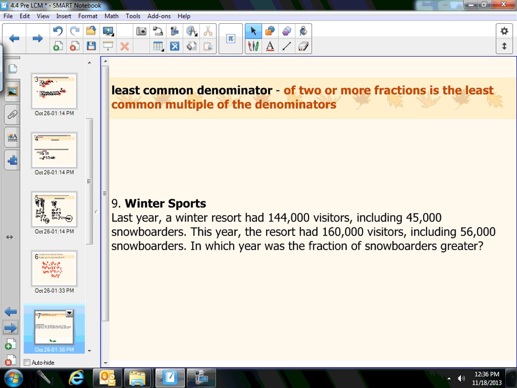One of the terms that you're going to be using in this lesson is the least common denominator. It is of two or more fractions. It is the least common multiple of the denominators.